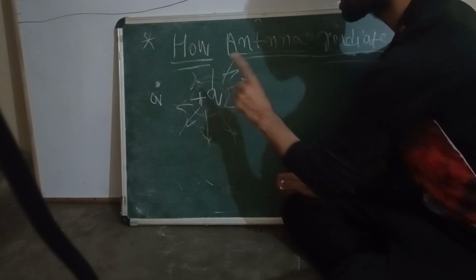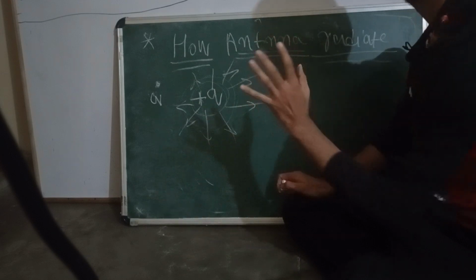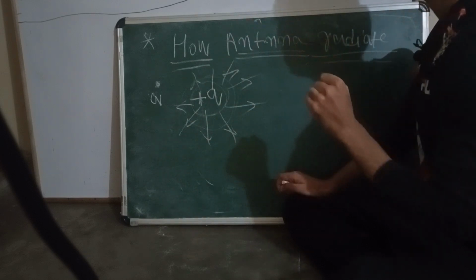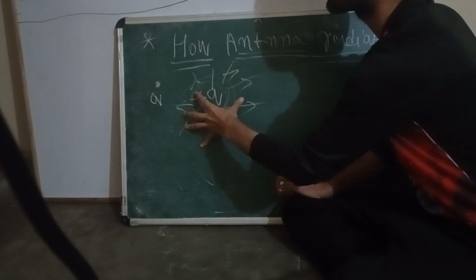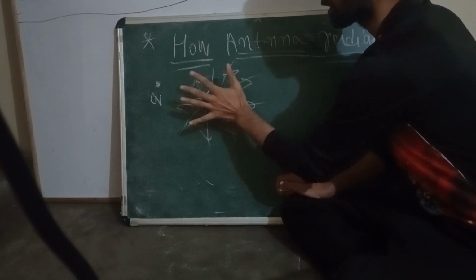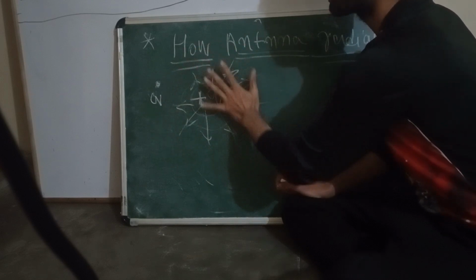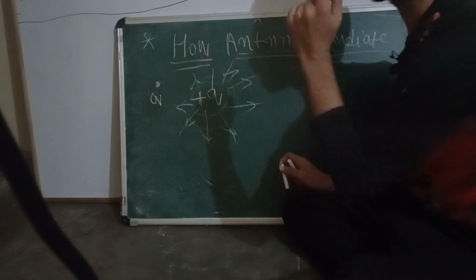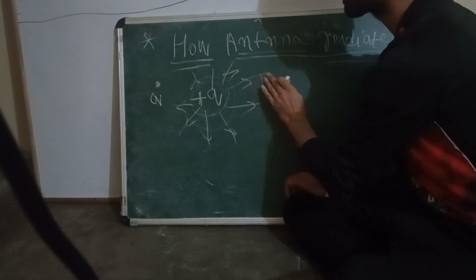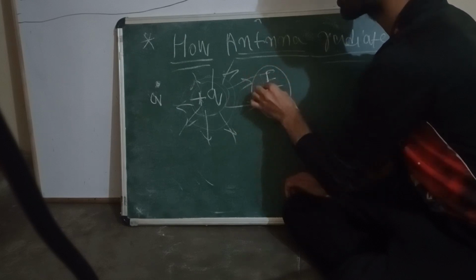Why am I discussing this charge? Because this is the main source of radiation of an antenna. This charge is stationary. Stationary means there is a space varying field, space varying electric field. This electric field is nothing but force per unit charge.